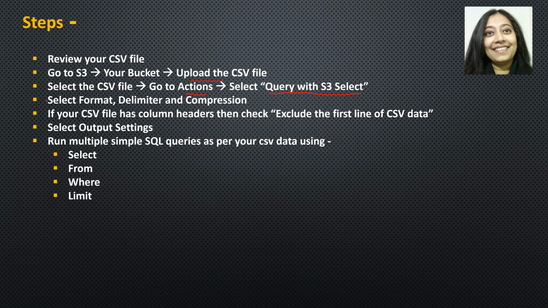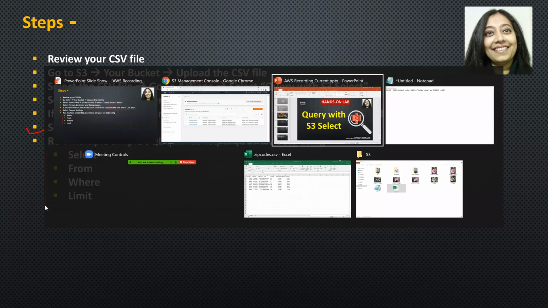We will give some of our input settings, that is select format, delimiter, and compression type. If your CSV file contains column headers as the first row, then check this particular option, that is to exclude the first line of the CSV data. After we key in our input settings, we will key in our output settings. And finally, we will run multiple simple SQL queries on our CSV data using these operators. Right? So let's get started.